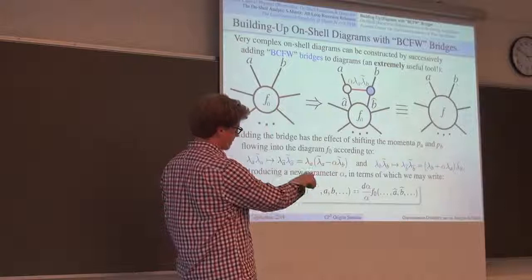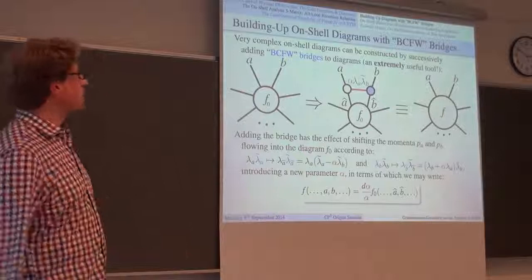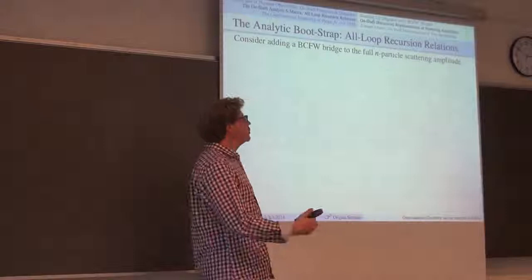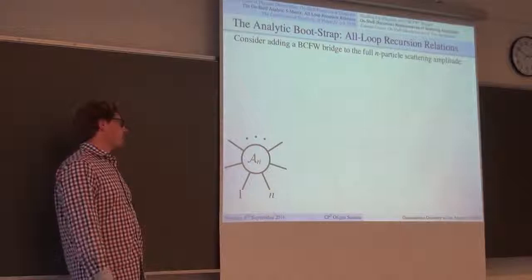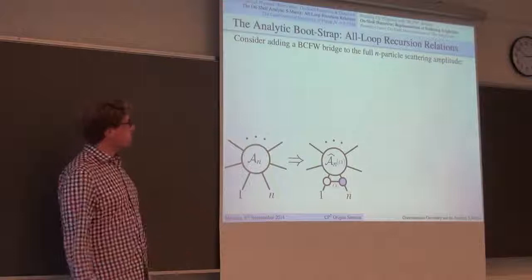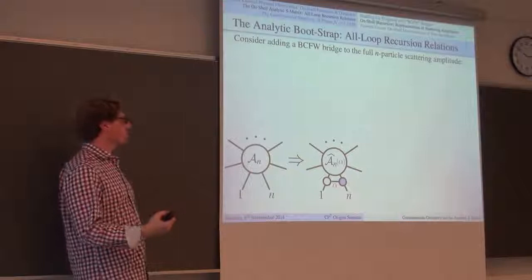Okay, this is the only ingredient that we need to know to derive the all-loop recursion relation. So let me show you that now. Imagine you knew what the full n-particle S matrix was. I'll qualify it in a moment here. But let's say we had the n-particle S matrix and we added this BCFW bridge. This introduces a new degree of freedom, which we don't actually care about, right? What we care about is the left-hand side, the thing without the alpha in it.